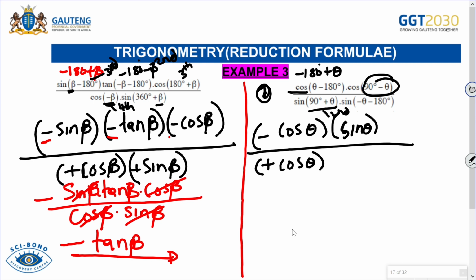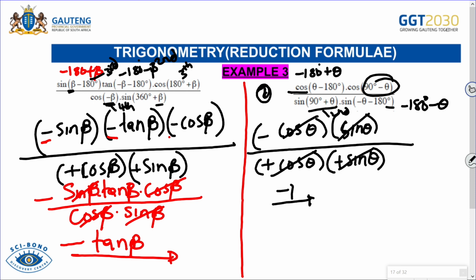You move to the other one. This one you can write as negative 180 degrees minus theta. This is in the second quadrant because I've got 180 minus theta. It's a negative angle that is in the second quadrant, right? Okay, so in the second quadrant, sine is going to be positive, so it means I'll get positive sine theta. Okay? So the sine theta and the sine theta, the cos theta and the cos theta, and then the sine theta and the sine theta, then your answer will be negative 1. Your answer will be given as negative 1.